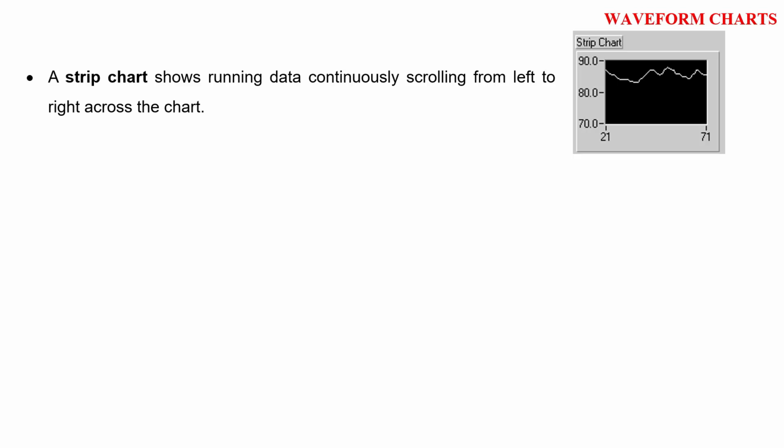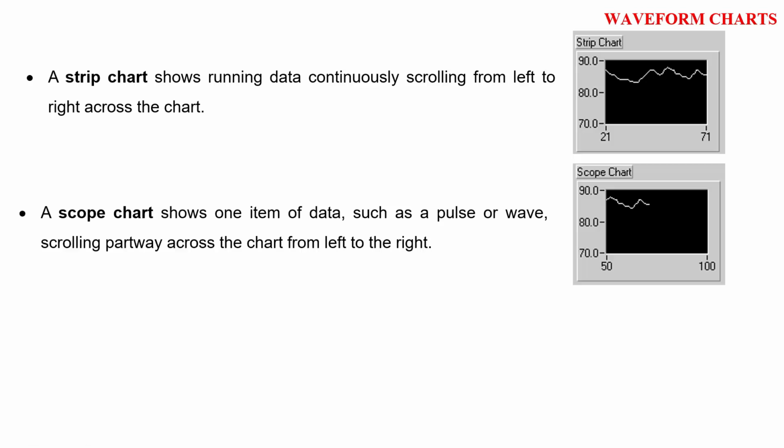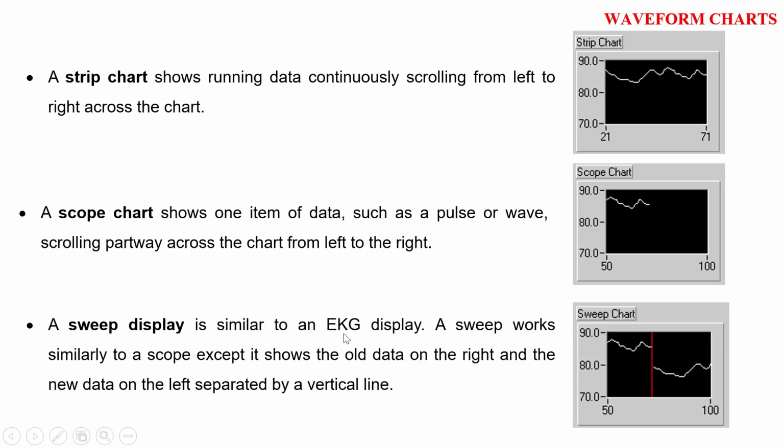A step chart shows the running data continuously, scrolling from left to right across the chart. A scope chart shows one item of data, such as a pulse or wave, scrolling partway across the chart from left to right. Here, this is the latest value. A sweep chart is similar to an EKG display. A sweep works similar to the scope, except it shows the old data on the right and the new data on the left, separated by a vertical line.